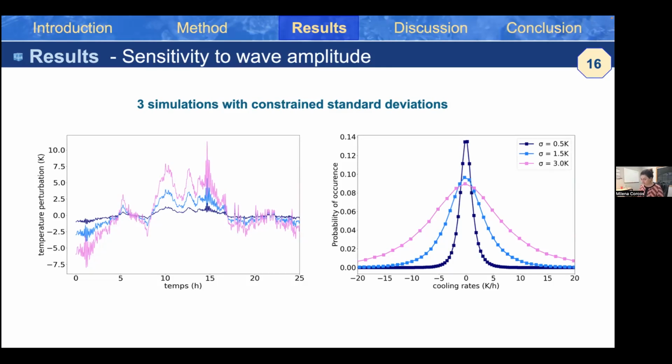So we fixed a standard deviation for all of the air parcels with sigma equal to 0.5 Kelvin, 1.5 Kelvin, or 3 Kelvin. On the right part of the slide you have the 3 different distributions of cooling rates corresponding to these 3 amplitudes. And then on the left part of the slide, you have just an example of how changing the amplitude is impacting one time series of temperature fluctuation.